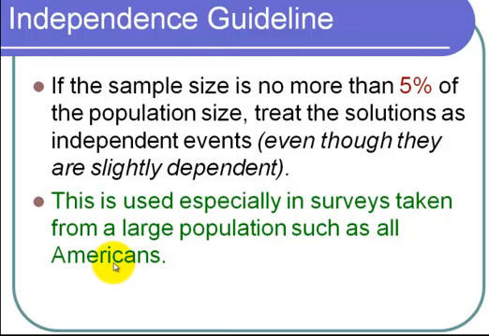So that's what this independence guideline uses. It says that in surveys, when we're talking about surveying all Americans or all trees in the Sierra Nevada mountains, if we look at a few trees, then even though we're not replacing the tree, we're making sure we're not duplicating, we can treat it as being independent. So that's going to be really important throughout the course.